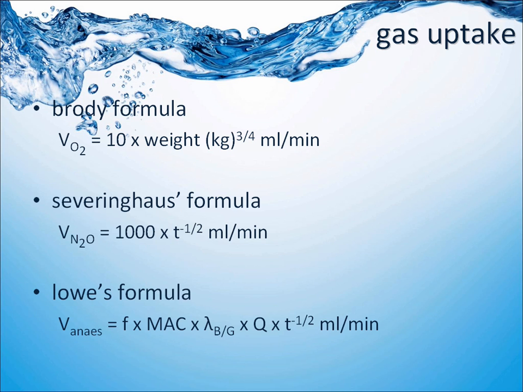Okay, everything has a formula these days. So to understand a bit more about gas uptake in the initial phases of anesthesia, Brody's formula calculates how much oxygen a person requires. So someone of my size probably requires less than 200 mils per minute of oxygen. For the uptake of nitrous, it's dependent on time. So it's an inverse proportion to the square root of time. And for the uptake of volatile anesthesia, it's a constant multiplied by the depth of anesthesia that you require, multiplied by the blood gas coefficient, cardiac output, and again, inverse time.